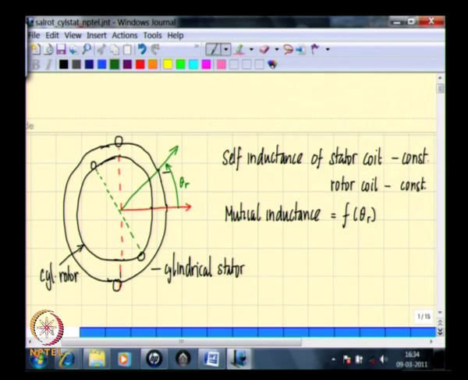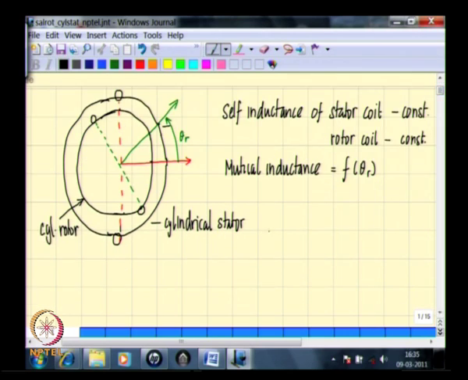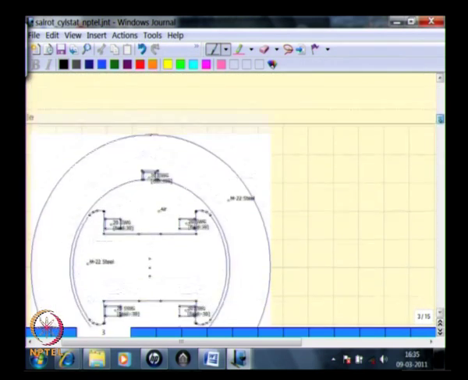Now we will look at the next variety of machines that are there, which are salient stator and cylindrical rotor machines. We will look at cylindrical stator and salient rotor machines. How does such a machine look like? That is, a cross section of such a machine look like? That can be seen in the picture here.